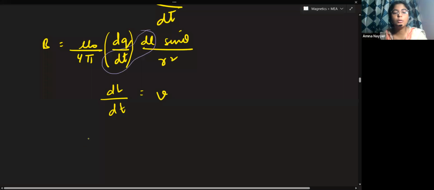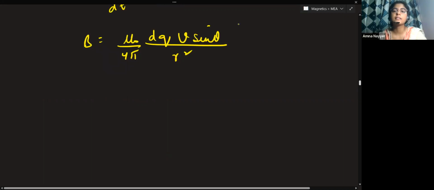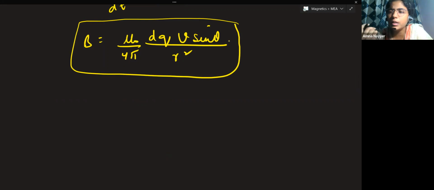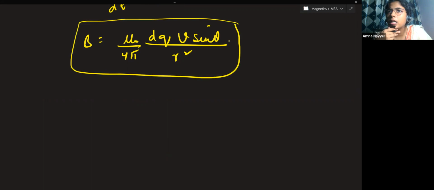So now the new formula of Biot-Savart's law becomes mu naught by 4 pi, dq, velocity, sine theta divided by r square. So this is the formula that you get in terms of velocity and charge. Either you write this formula by substituting current and velocity, or you get direct formula based questions. Velocity and charge will be mentioned, or charge may not be directly mentioned, and current and time are given, so you have to find out charge. If length is missing, and velocity and charge are given, use this formula.